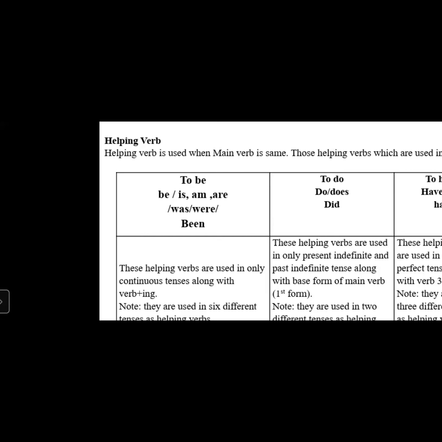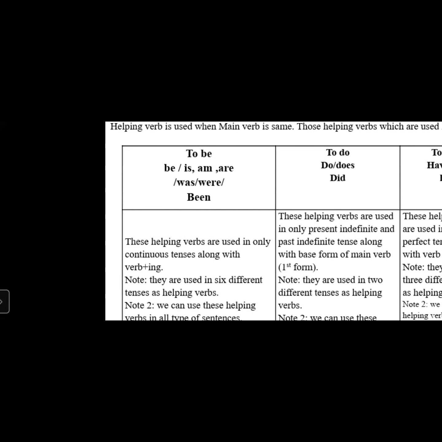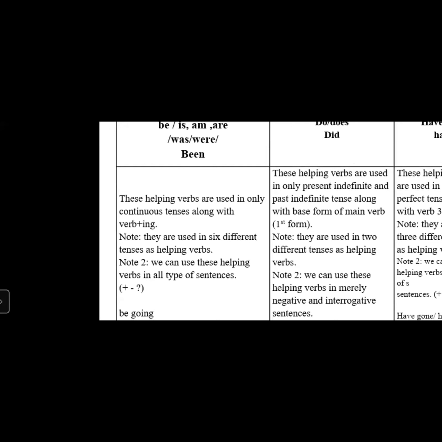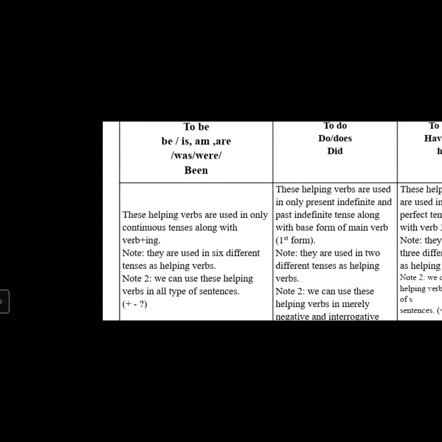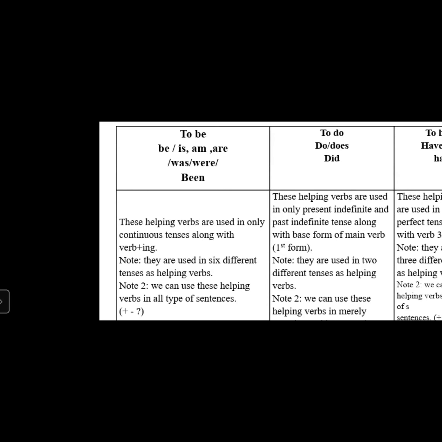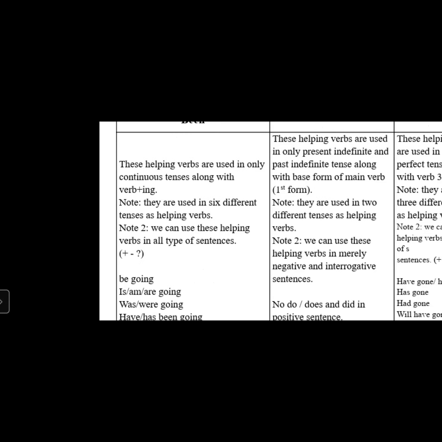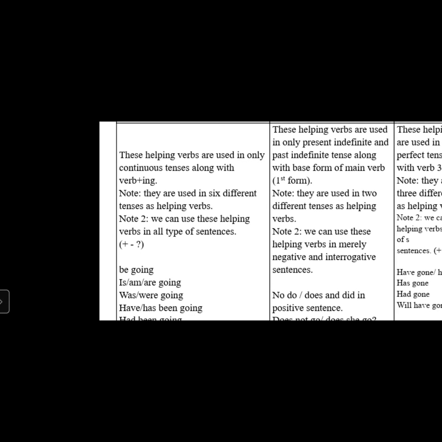If there is verb ing, what could be the helping verb before verb ing? It could be is, am, was, were. Here, I don't want to take more time. Simply, I can tell you that to be verbs are the helping verbs of continuous tenses. In 6 continuous tenses, we can have these different to be verbs. In some tenses, we will have is. In some tenses, we will have was. In some tenses, we will have be. So these helping verbs are used in only continuous tenses along with verb ing.